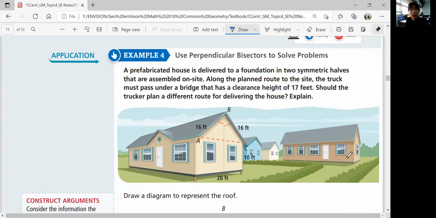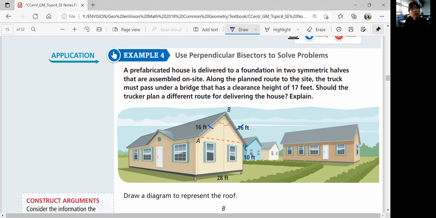So keeping that in mind, let's look at example 4. Use perpendicular bisectors to solve problems. A prefabricated house is delivered to a site in 2 symmetric halves that are assembled on site. Along the planned route to the site, the truck must pass under a bridge that has a clearance height of 17 feet. Should a trucker plan a different route for delivering the house? Explain. So we have all these dimensions here.